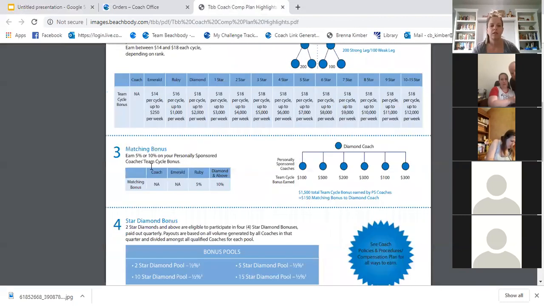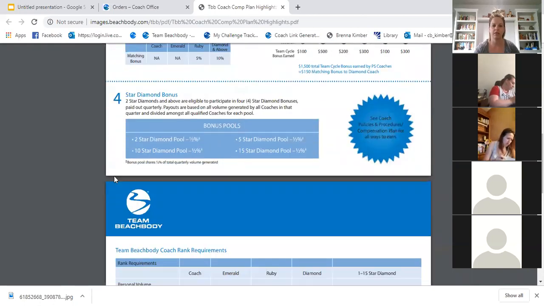I don't know if you guys know about this matching bonus, but when your coaches start getting team cycle bonuses, you get a 10% matching bonus. So that's nice too. It's one of my favorite income-wise because I can click on that and see which of my coaches are making team cycle bonuses, and I just love to see that they got that bonus. It makes me super happy. So that's a fun one to watch increase.